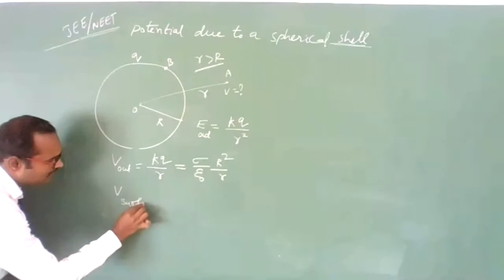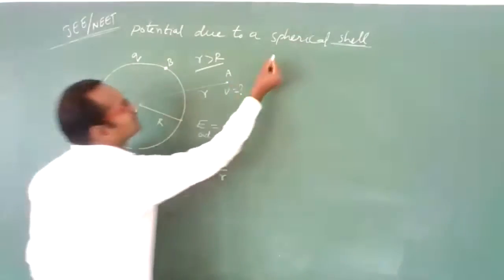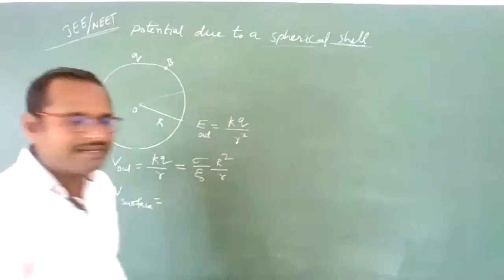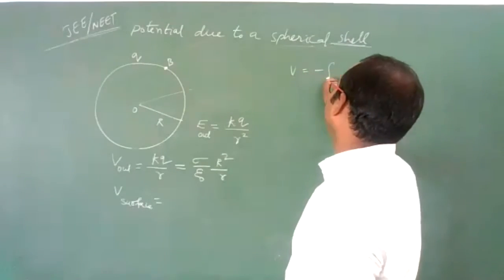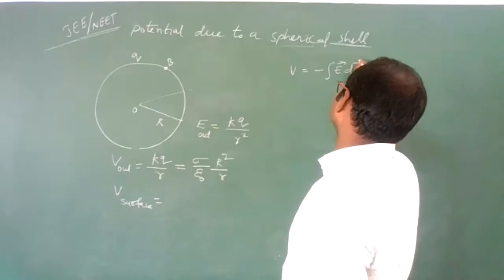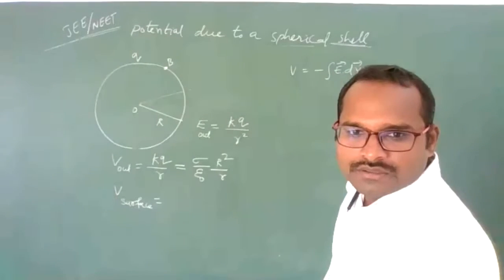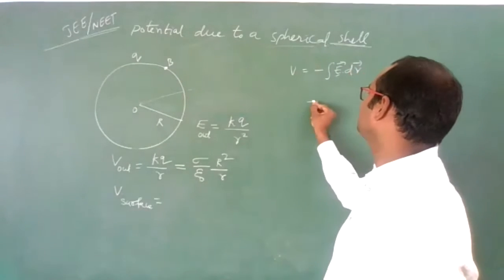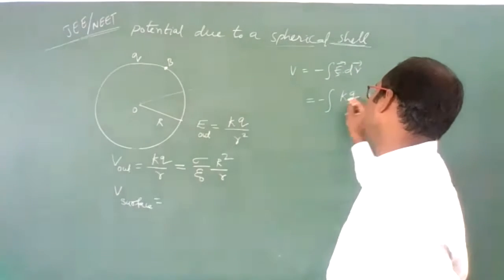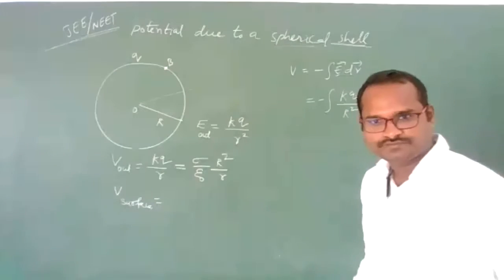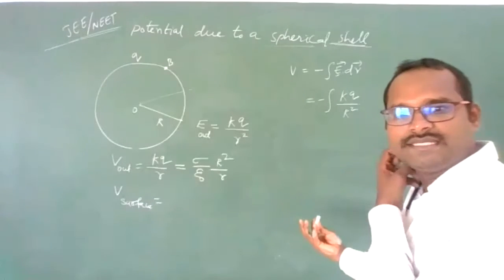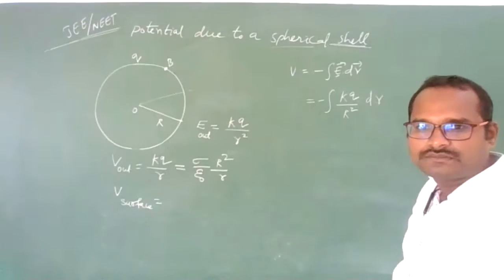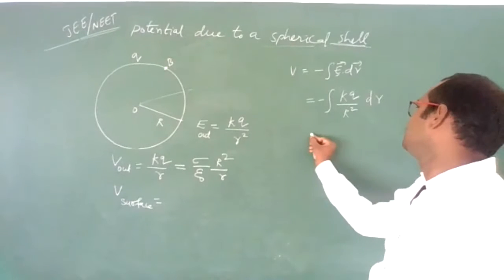Now I want the potential on the surface due to a spherical shell. Here again, potential is equal to negative of integration of E dot dr. What is the electric field on the surface? The electric field on the surface is KQ by capital R square, as you know. You must remember this. Into dr.